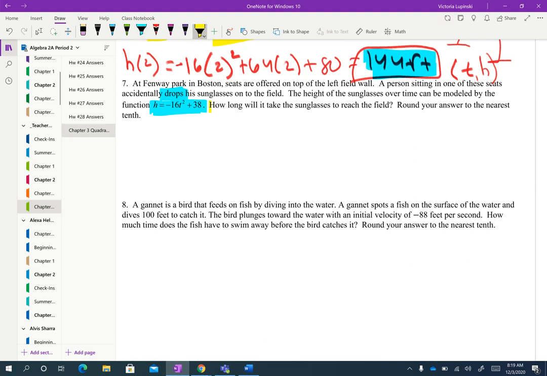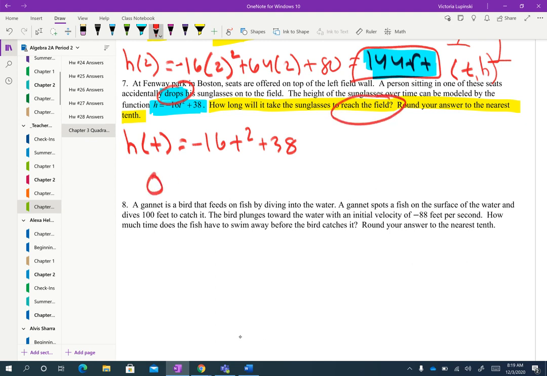So how long will it take for the sunglasses to reach the field, rounding to the nearest tenth? First, just to make sure you understand the equation, and again, if you want to rewrite it as h of t, feel free. Negative 16t squared is always the case. The fact that this guy dropped his sunglasses, you would hope that anybody at a baseball game is not throwing their sunglasses onto the field. Because he simply dropped it, that's why there is no velocity. And the fact that it's plus 38 must mean that he is 38 feet above the field level. How long will it take to reach the field?